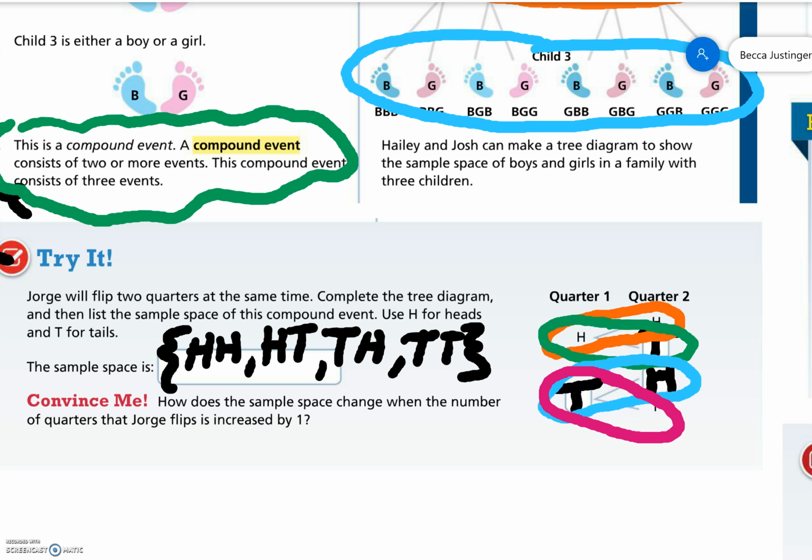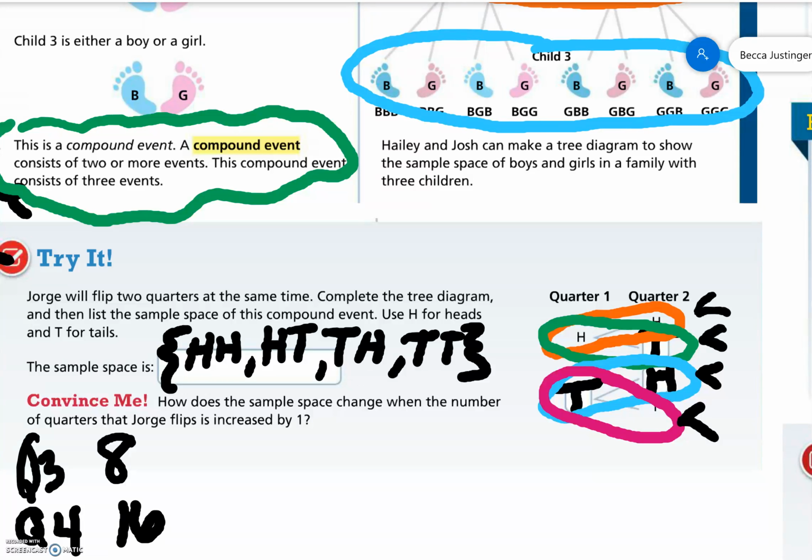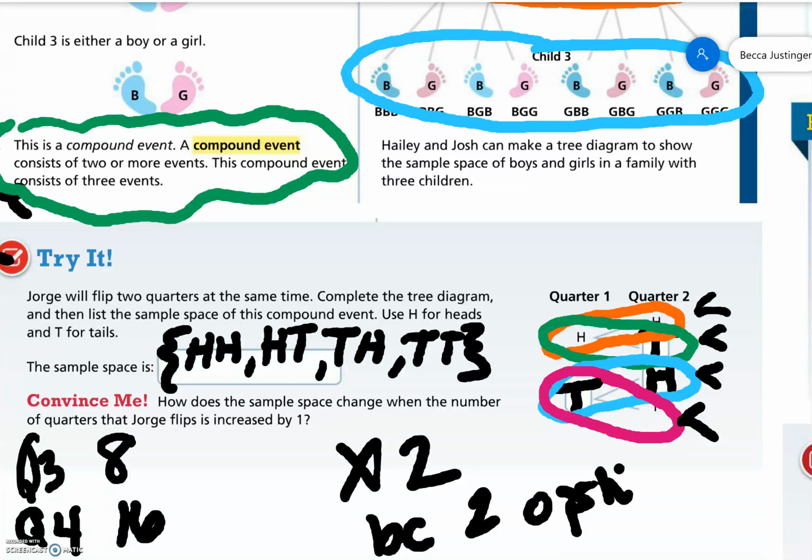How does the sample space change when the number of quarters that Jorge flips is increased by 1? Well, if he flips another quarter, then we're going to have 8. So quarter 3 would have 8 options because we branch off again twice for everyone. If he flips 4 quarters, we're going to have 16. So each time you multiply by 2, which makes sense because there's 2 options, heads and tails.